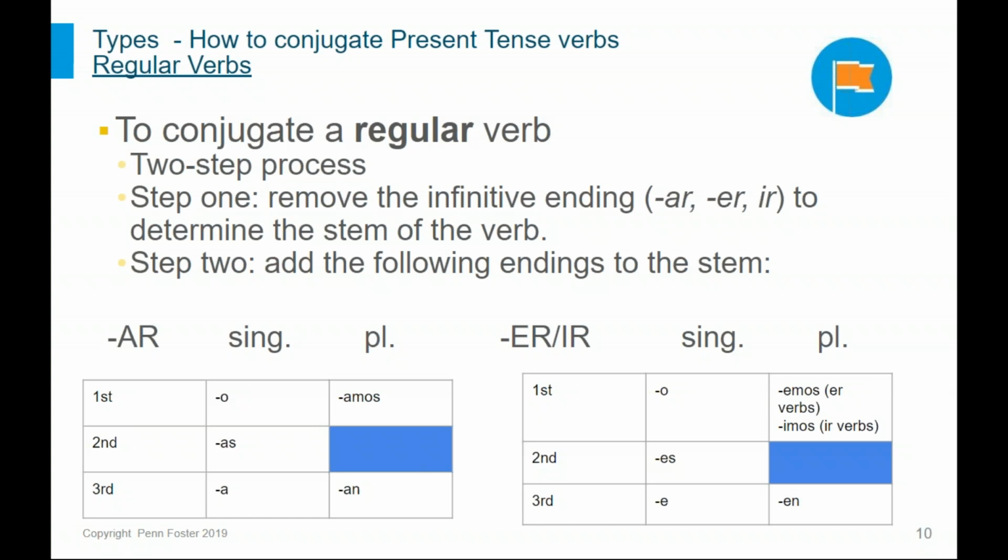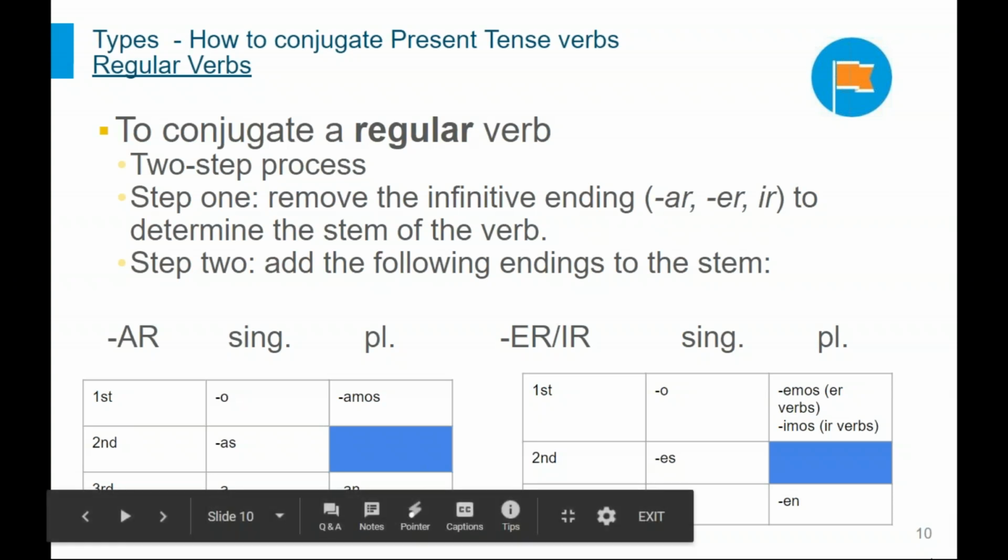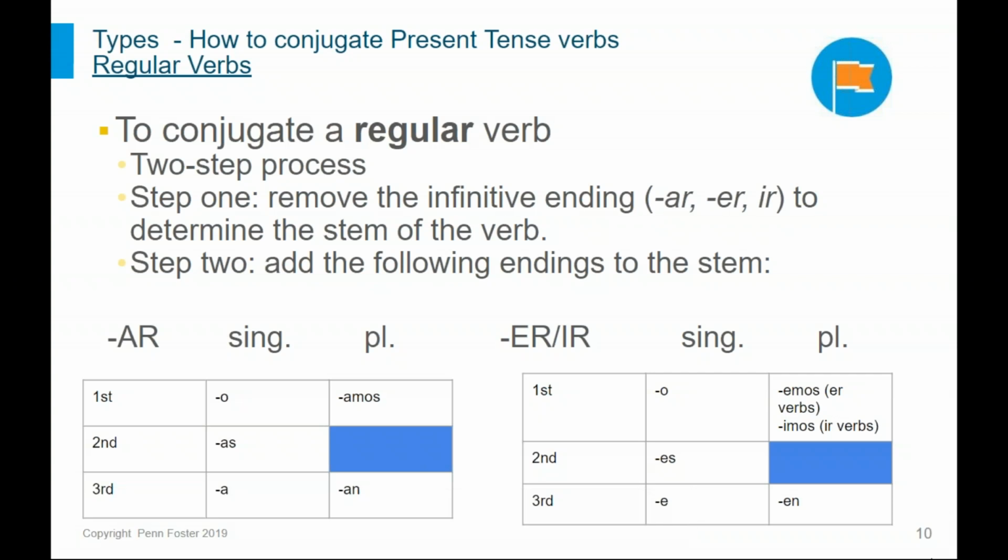So for now, you're just sort of looking at endings. An AR chart on the left, those are endings that apply to regular AR verbs, and then an ER-IR chart on the right, which apply to regular ER and IR verbs. We're going to apply those and show you some examples throughout. Okay, so these are very important endings, not only to recognize from Spanish to English, but then to apply from English to Spanish. So, very important slide here.